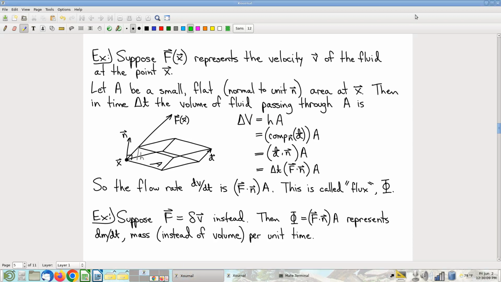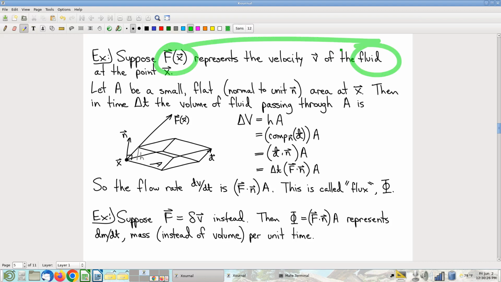Okay, here we go. So last time we were talking about flux. Recall that a vector field can represent many different things. We talked about how vector fields can represent forces. Here, we're using a vector field to represent a fluid flow.